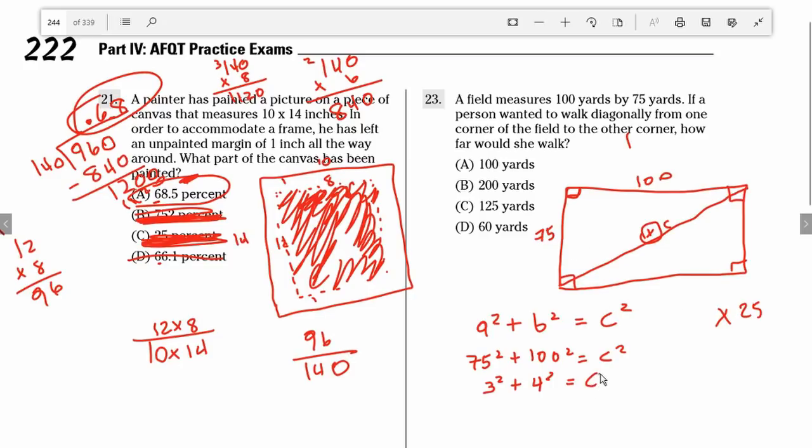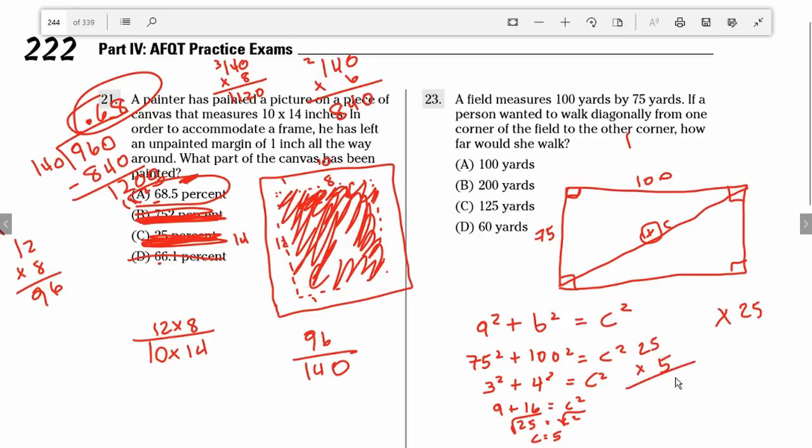So this becomes this. 3 squared, of course, is 9. 4 squared is 16. Again, this all equals c squared. 9 plus 16 is 25 equals c squared. Square root both sides to find the answer. C just becomes 5. Now again, I divided both of these by 25 to make this math very simple. Now I'm going to take 5, multiply it by 25 to get the actual distance.